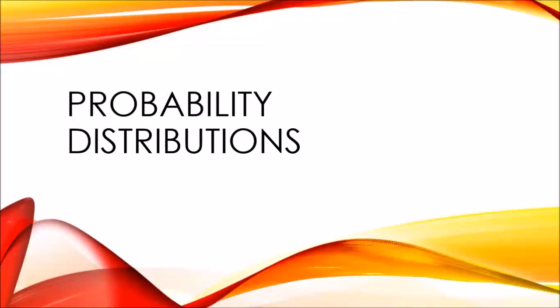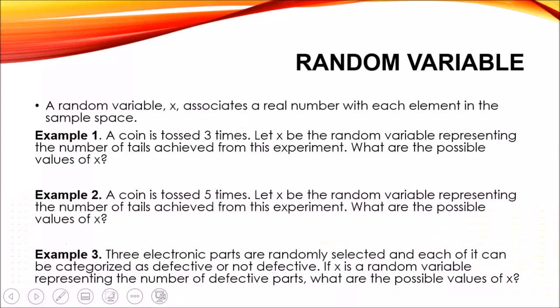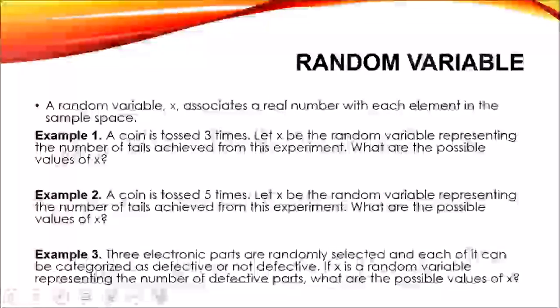sample space. Okay, so in probability distribution, now we will be dealing with random variables. So what is a random variable? A random variable, usually written as x, is a variable whose possible values are numerical outcomes of a random phenomenon. For example, I have here example number one.